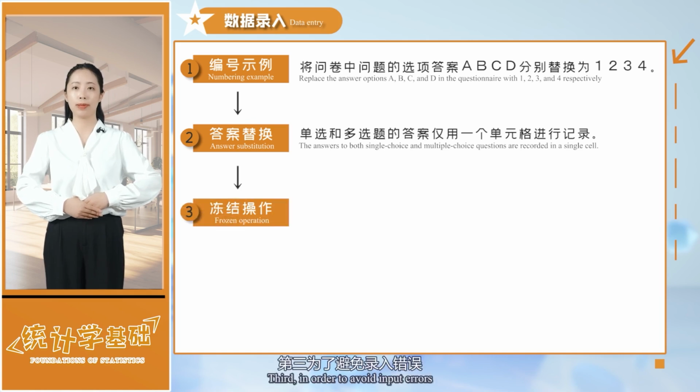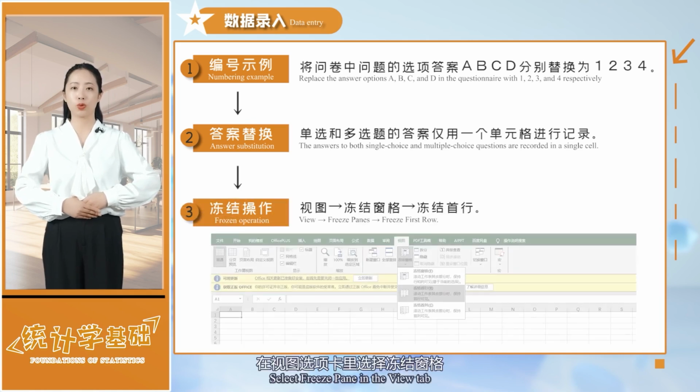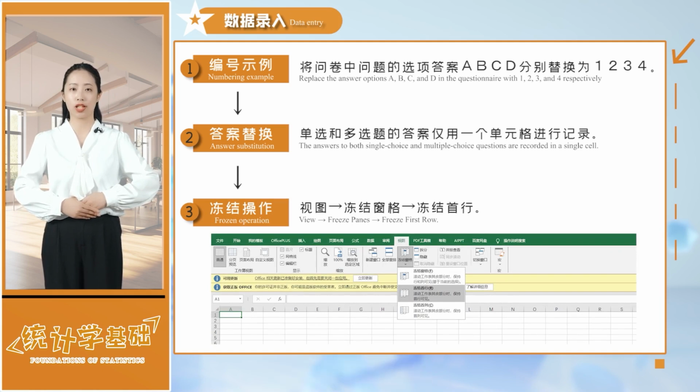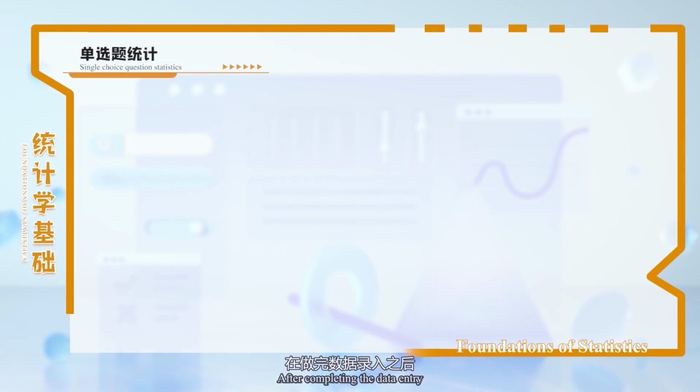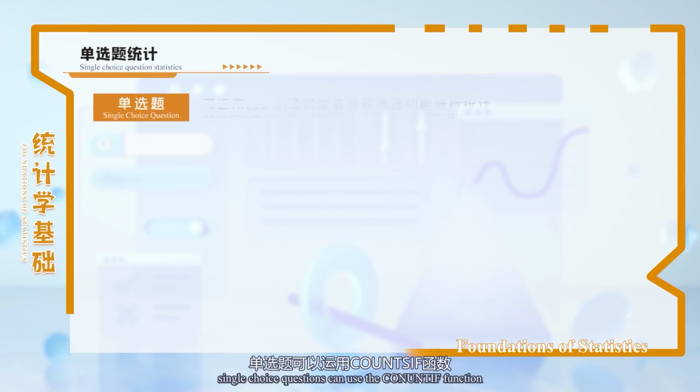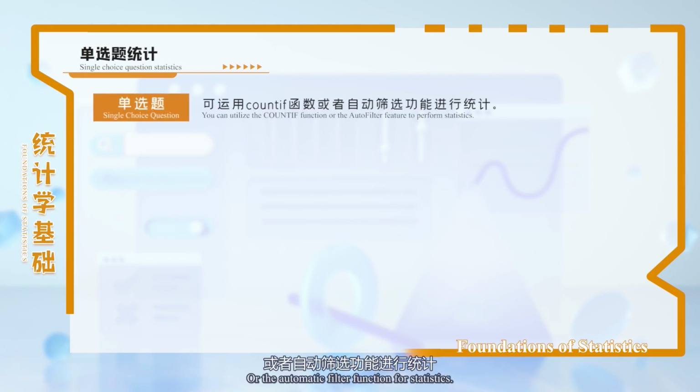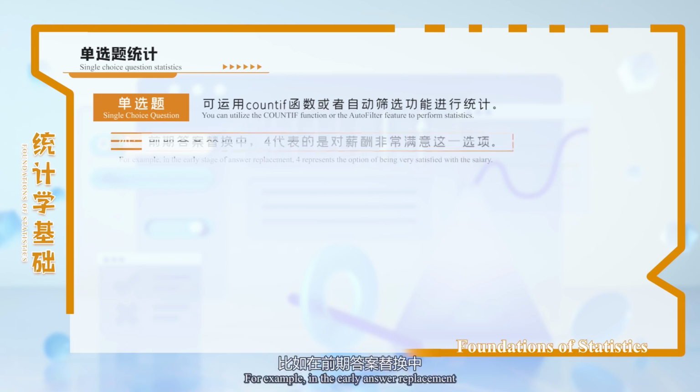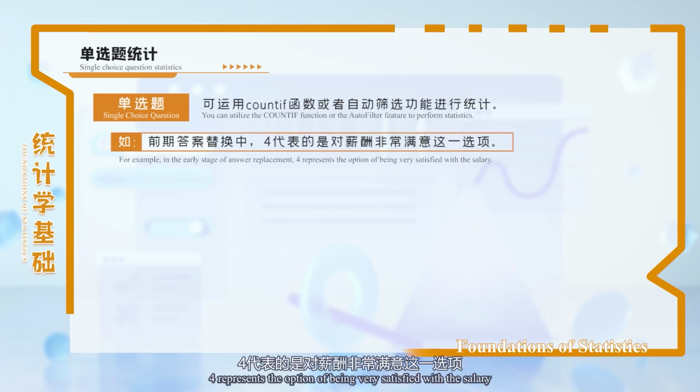Third, in order to avoid input errors, select Freeze Panes in the View tab. Freeze the first line. After completing the data entry, classify statistics according to different question types. Single choice questions can use the COUNTIF function or the AutoFilter function for statistics. For example, in the salary question, 4 represents the option of being very satisfied with the salary.